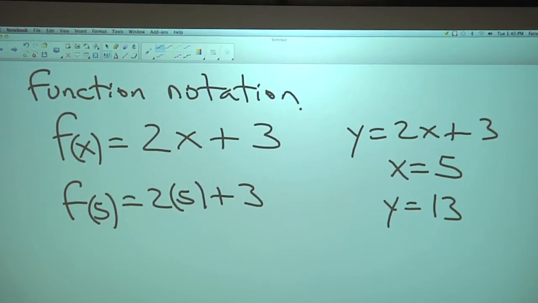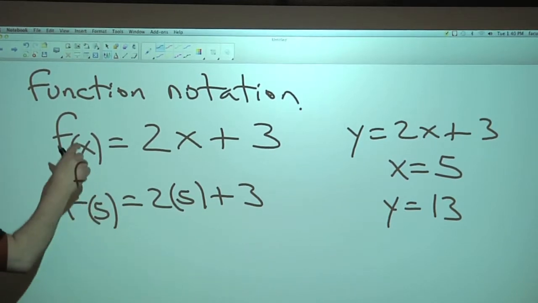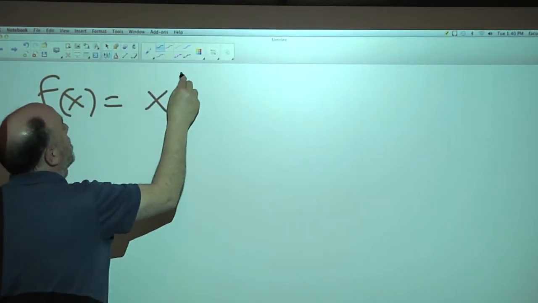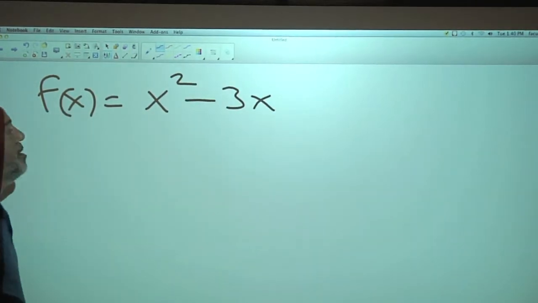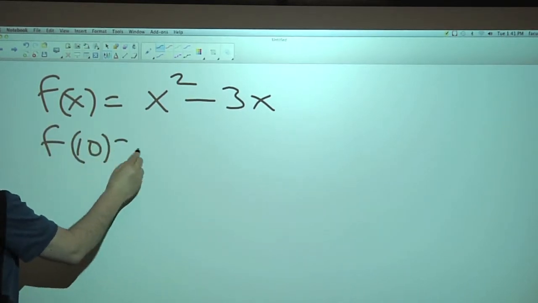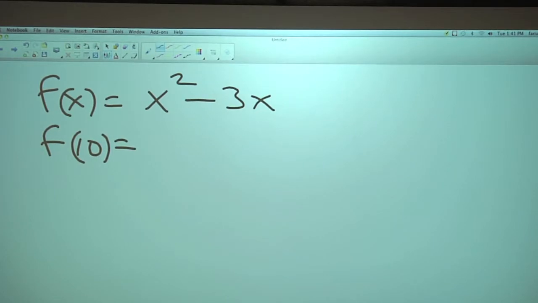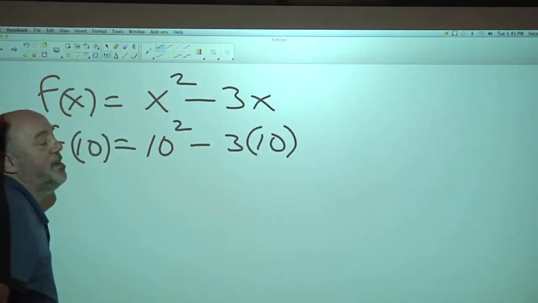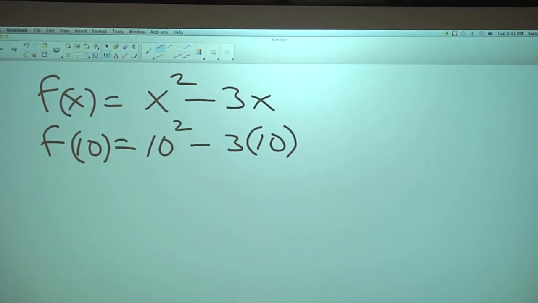So that's function notation, plugging in a number, a value, whatever it is, and getting the answer. Again, say you have f of x equals x squared minus 3x. That's a function, right? If I say, find the f of 10, that would mean everywhere you see the x, you're going to plug in the 10. So 10 squared minus 3 times 10, and we end up at 70, right?